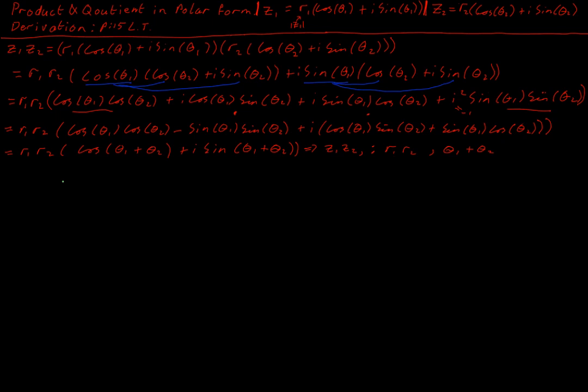Now let's deal with when we have the quotient, when we are dividing two complex numbers by each other. So if we have z1 divided by z2.